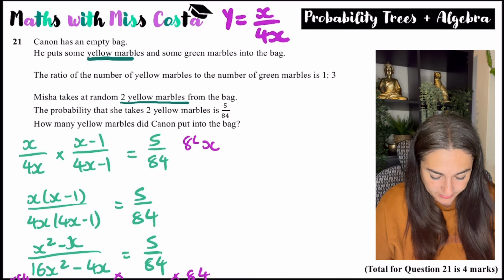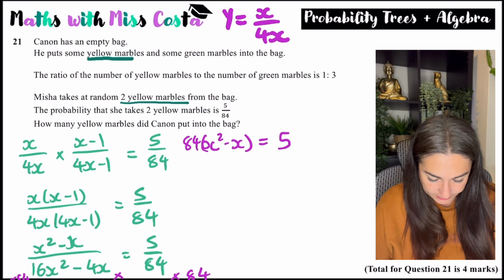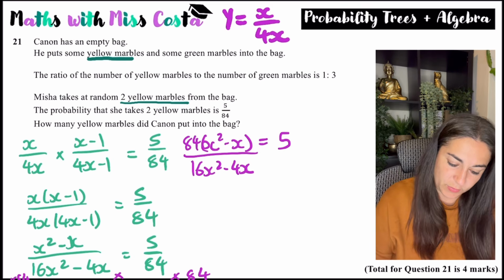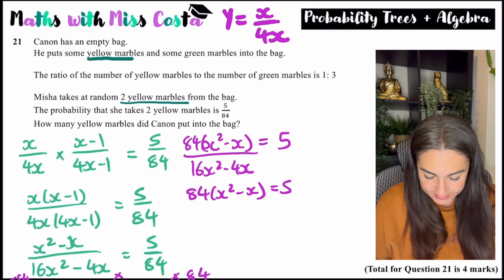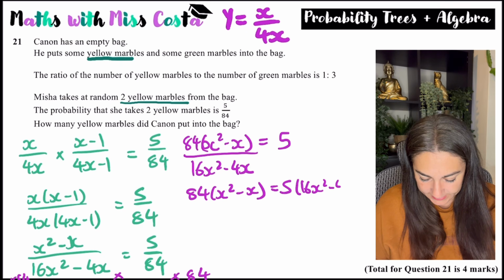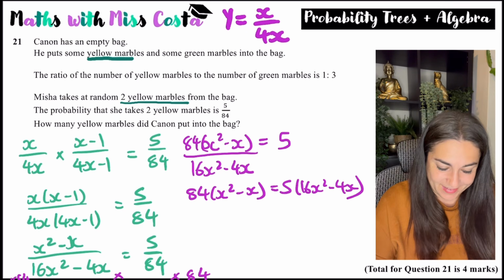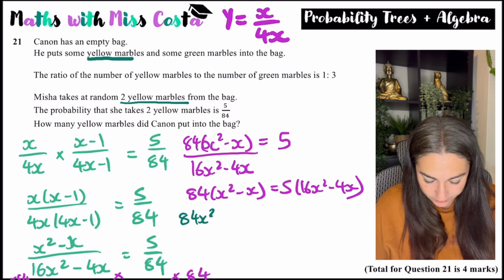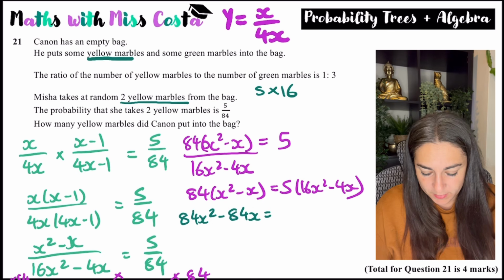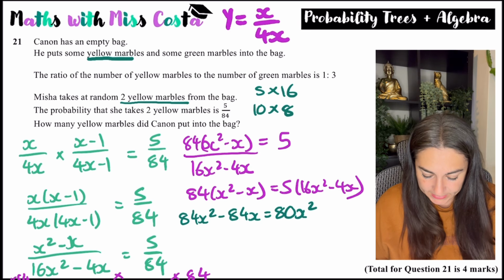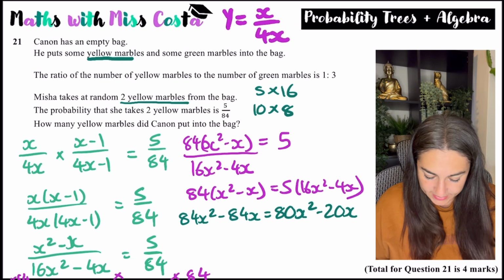So that's going to be 84 times x squared minus x equals 5 over 16x squared minus 4x. And then I can multiply by this denominator as well. So 84 times x squared minus x is 5 times 16x squared minus 4x. And now I can expand the brackets. So 84x squared minus 84x equals 5 times 16. Remember the trick that you can do, double one, halve the other, is going to be 80. So 80x squared minus 20x.